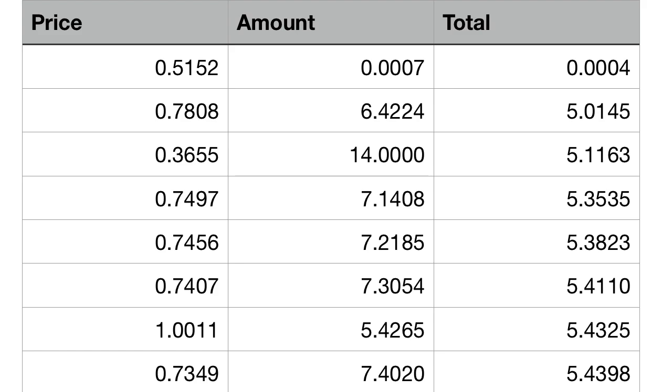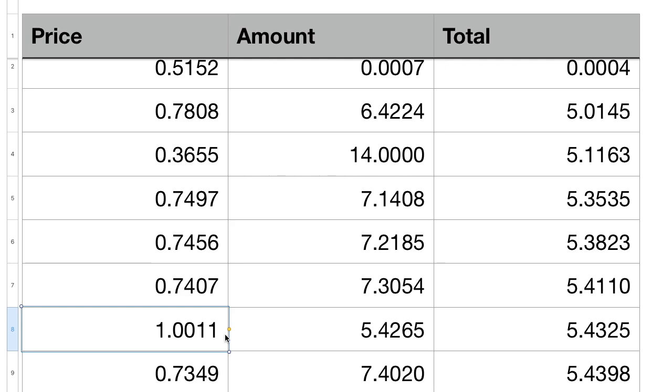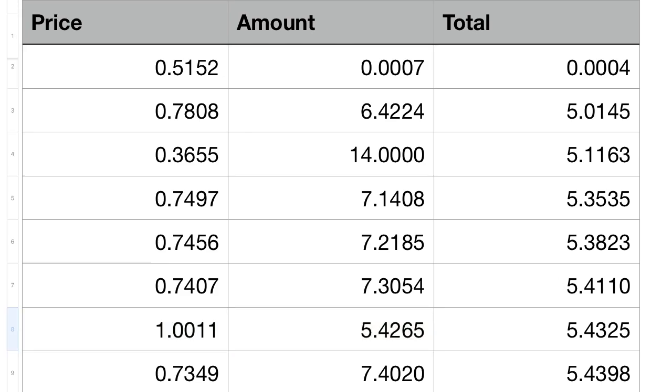The Bitstamp sell order book. On the left hand column you see the price someone is asking, in the middle column the amount of XRP that is selling, and in the right hand column is the total. It's actually the product of this price here, 1.0011 times 5.4265 XRP equals roughly $5.43. Now that's the top of the list.